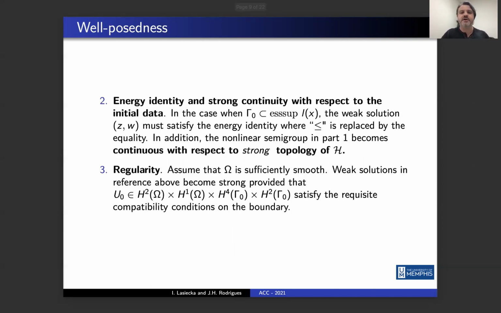The particular case in which the boundary dissipation covers the structural wall allows us to recover the energy identity, and therefore the nonlinear semigroup will be continuous with respect to the strong topology of H. Finally, regular solutions can be obtained by considering more regular initial data.